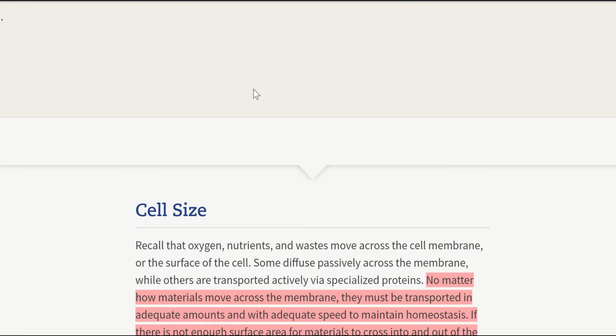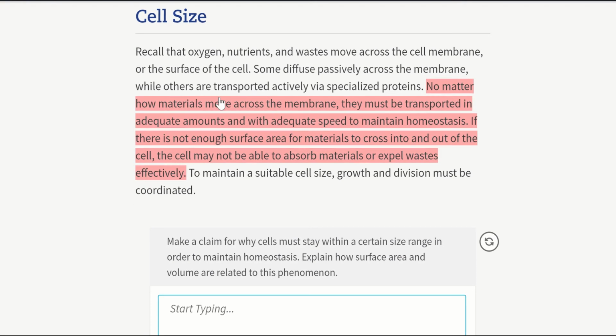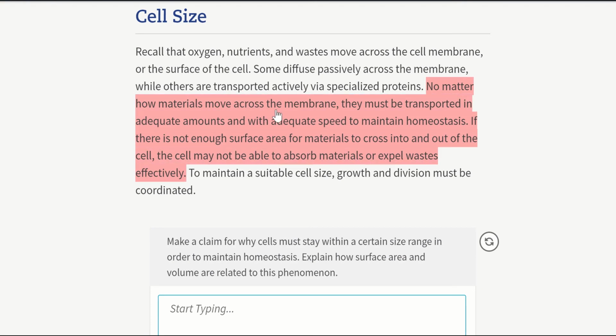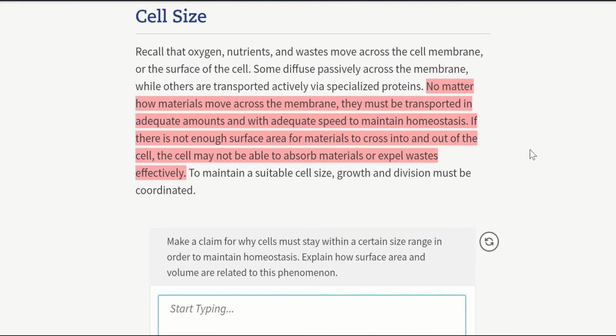So as we scroll down, we're going to talk about cell size. No matter how materials move across the membrane, they must be transported in adequate amounts and with adequate speed to maintain homeostasis. So it's very important that molecules that need to move across a cell membrane, things like water, sugar, carbon dioxide, and oxygen, are able to move quickly. If the surface area to volume ratio is low, the cell is going to need more of that thing than it can get in, more oxygen than it can get in. So it's important that we can get things in quickly.